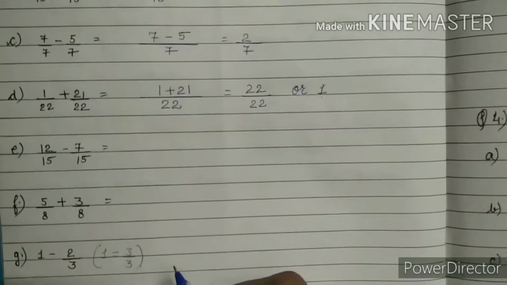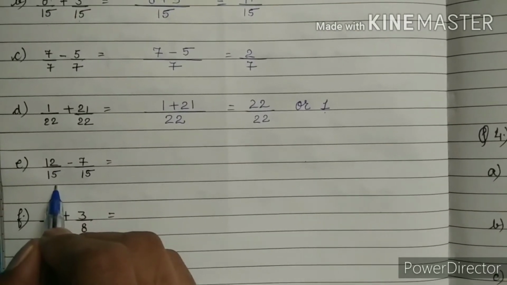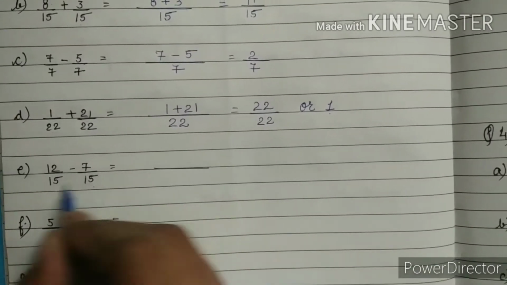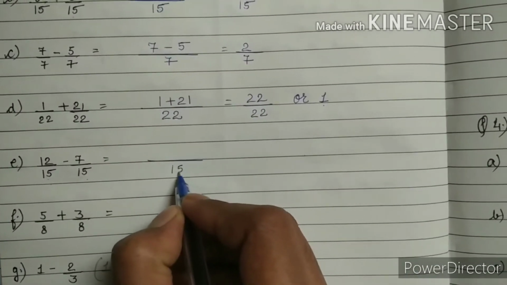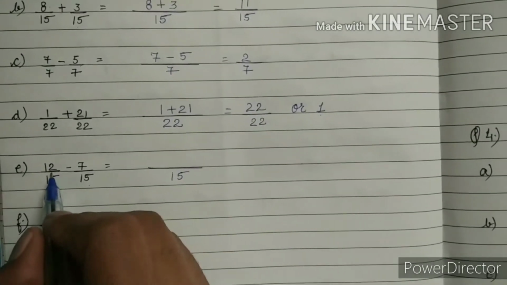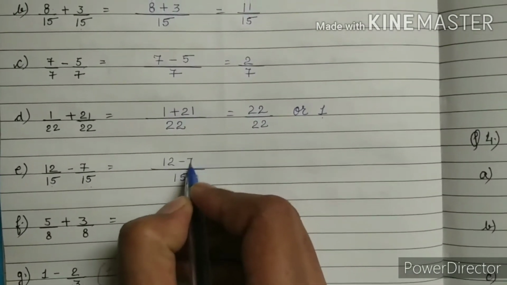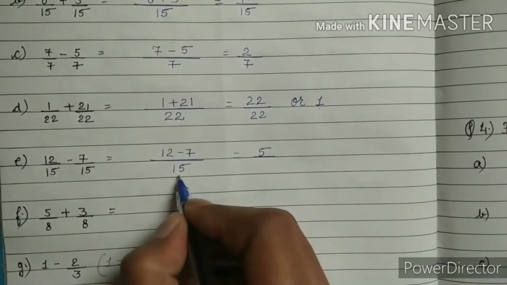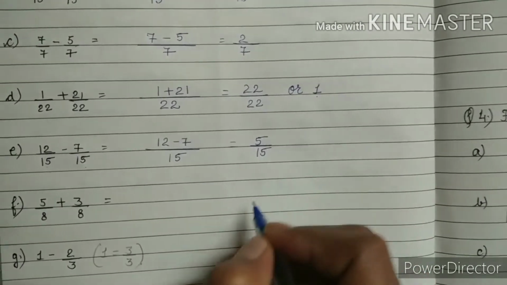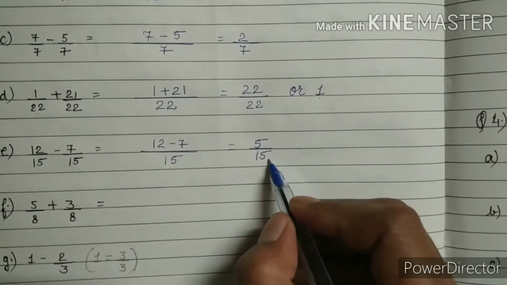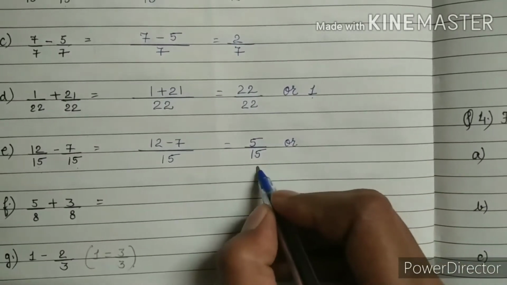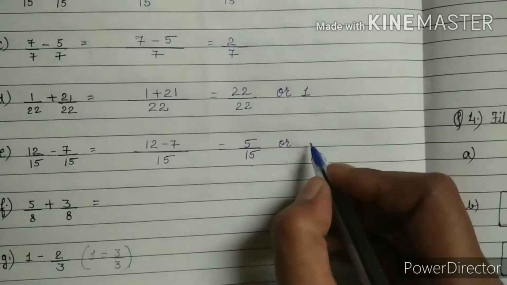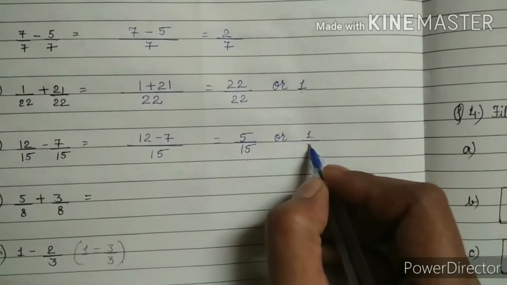Now next is 12 by 15 minus 7 by 15. It has the same denominator, that's why we are writing it only one time. 12 minus 7 will come as it is, so 12 minus 7 is 5 and denominator 15 as it is. You can see 5 and 15 both are in the table of 5. So we will divide numerator and denominator both by 5. 5 will go one time and 15 will go 3 times.